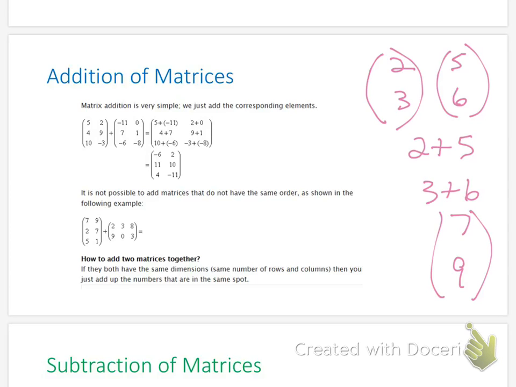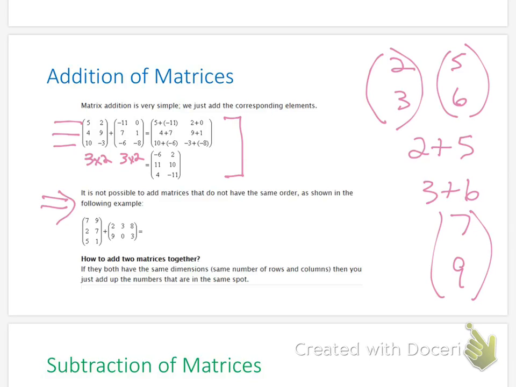Let's practice naming them. So this is a 3 by 2 matrix, and this is another 3 by 2 matrix. You can only add 3 by 2 matrices to other 3 by 2 matrices. You can't mix and match on that. So what you're going to do is add every element, and they give you a pretty good explanation right there. Once again, it's not possible to add matrices that do not have the same order. Order meaning row times column. It has to be exactly the same.